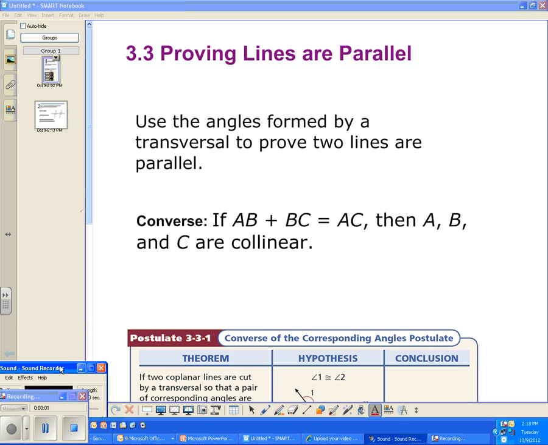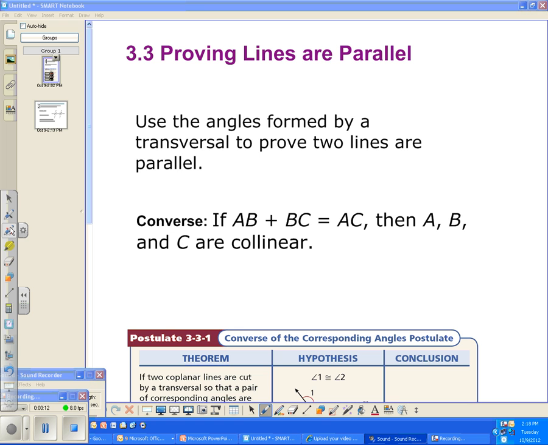All right, we're in 3-3, and today we're going to be proving lines are parallel. We're going to use the angles formed by a transversal to prove two lines are parallel. So basically what we're doing today is we're using those corresponding angles, alternate interior angles, alternate exterior, and same side interior to prove lines are parallel. So we're kind of doing the opposite of what we did in 3-2.